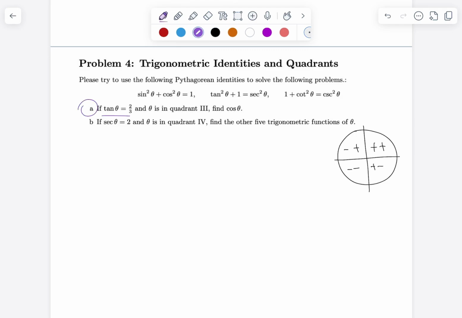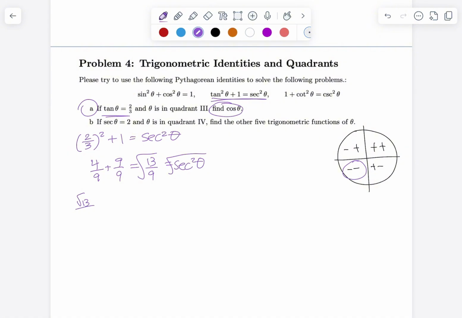So for a, tangent is 2 over 3 in quadrant 3, so they're both negative values, technically. So then we're going to use the formula tangent squared of theta plus 1 equals secant squared. So 4 over 9 plus 9 over 9 equals 13 over 9. That's secant squared. So secant is root 13 over 3. And then the inverse of secant is going to be our cosine. So that's going to be 3 root 13 over 13. But since we're in the third quadrant, that's going to be negative. So that's cosine.